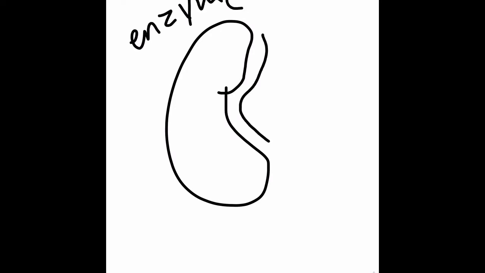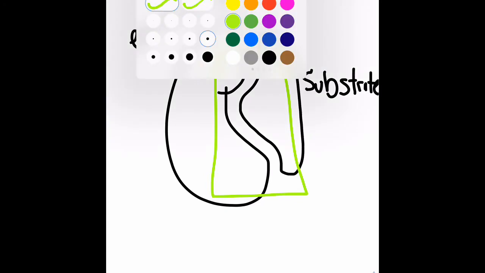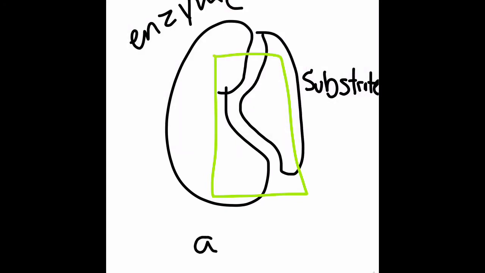So the enzyme is the weird-looking, almost bean-shaped thing I'm drawing, and the substrate is the reactant, and that's going to fit snugly against the enzyme. The active site is where those two meet. Enzyme catalysis involves molecular motion and the collision of substrates with the active site.